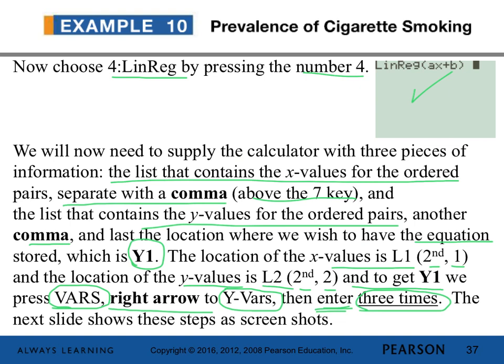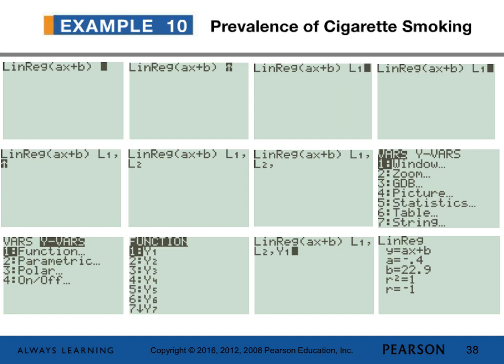And then I'll show you the steps on the calculator screen. So for that reason, we're sitting here, you press the second key, then you press the number 1 key, and this is what you see. Then you press your second key again, and you press your number 7 key. That will give you the comma.